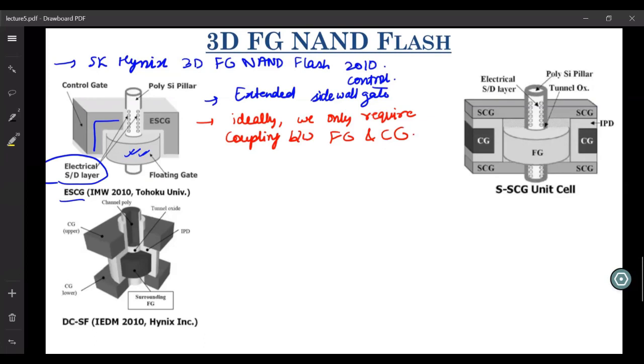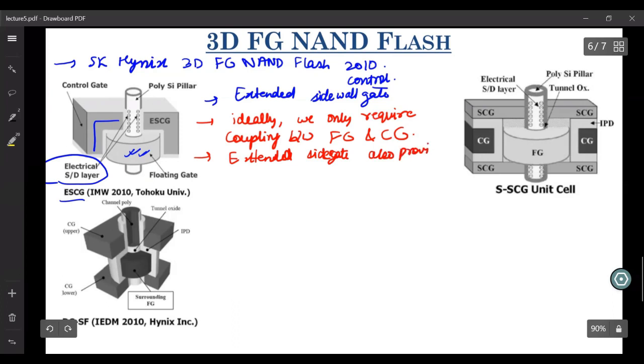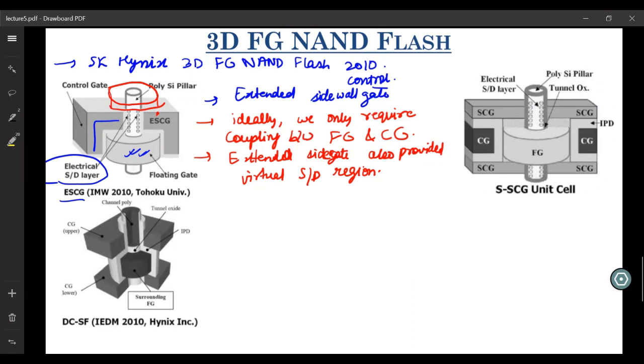But here, the extended side gate also provided virtual source and drain regions, or electrical source and drain regions, which was kind of beneficial for this kind of 3D structure. But again, the disadvantage was that if you have another floating gate stacked on it, which covers it, then there would be a huge coupling between this ESCG and the neighboring floating gate, which would be here. So neighboring coupling distance, neighboring disturbance was not yet overcome with the help of this structure.